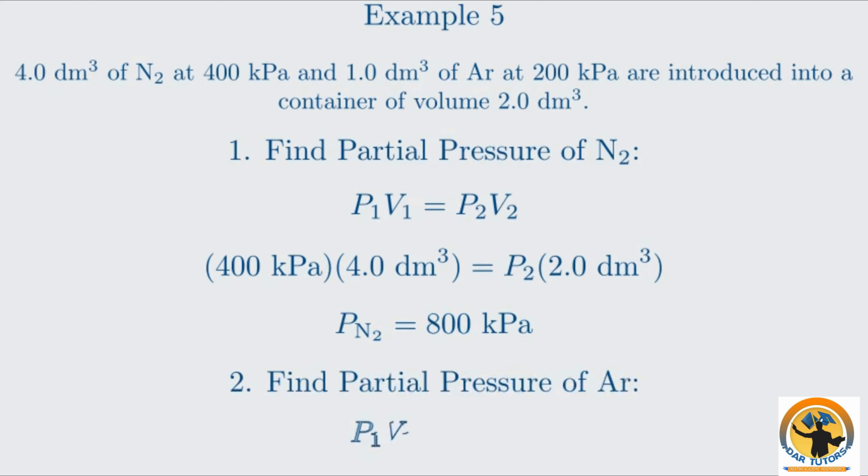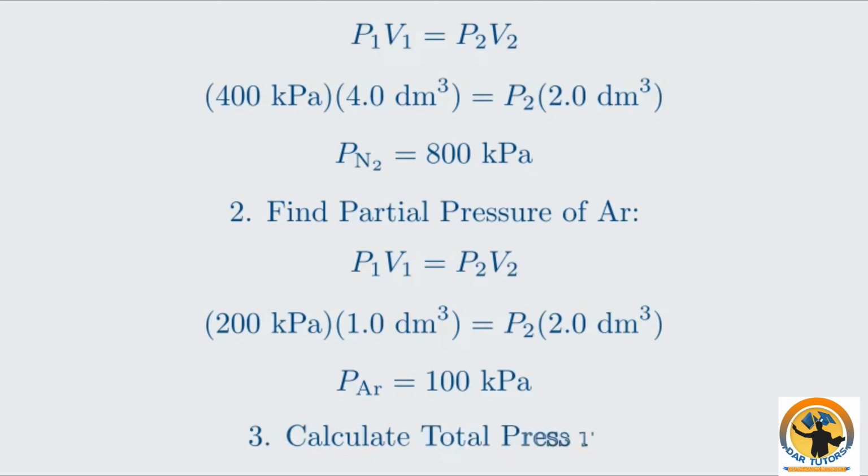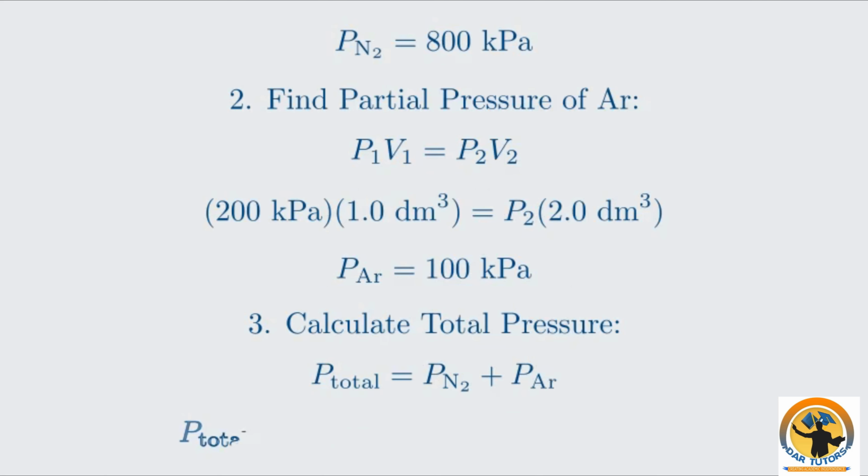Next, we do the same for argon. It was at 200 kilopascals in 1.0 cubic decimeter and is now in the 2.0 cubic decimeter container. The partial pressure of argon, P2, is 100 kilopascals. Finally, to find the total pressure, we apply Dalton's law. We add the partial pressures of nitrogen and argon.